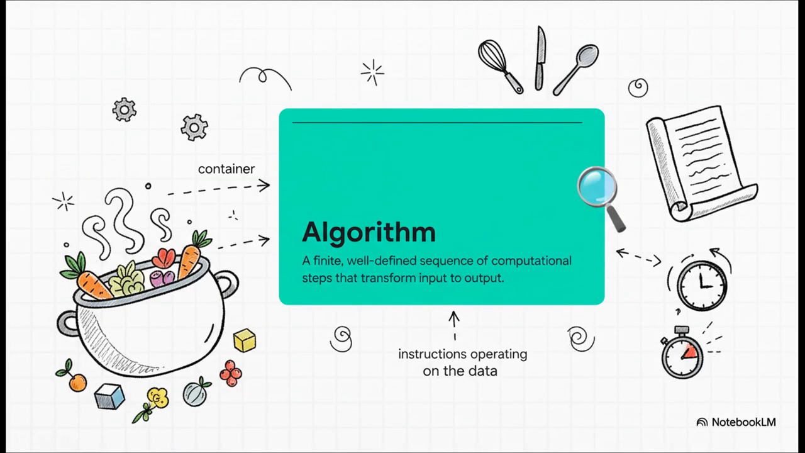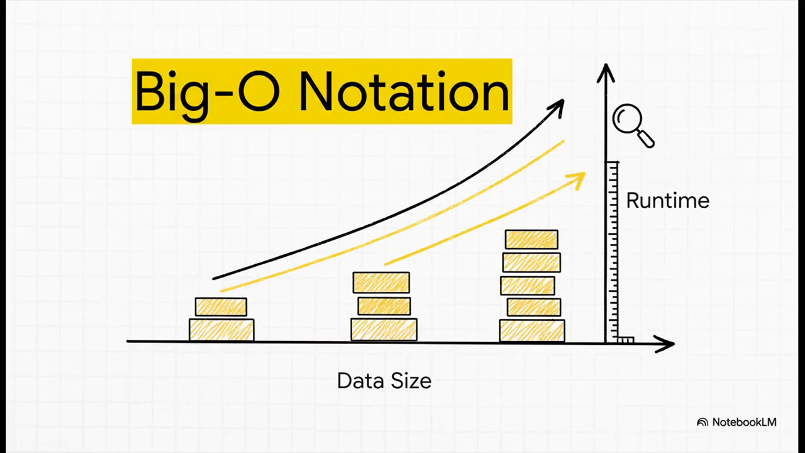So if the data structure is the container, then the algorithm is the recipe. It's the step-by-step instructions for what to do with the data inside that container. A good recipe gets you the right result, sure, but a great recipe gets you that same result way, way faster. And this is how we judge those recipes. Big O notation. It sounds kind of scary, but it's not about measuring time in seconds or minutes. All it is, is a way to describe how much longer your recipe will take to run as you add more and more data. It's the universal language for talking about performance.